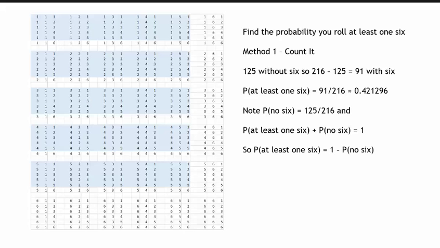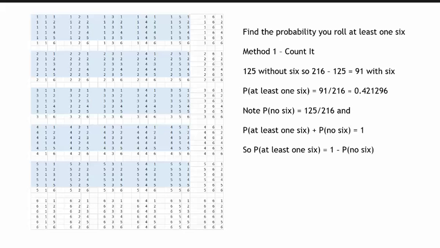Now, just for a second, let's look at the probabilities. The probability that you have at least one 6 is 91 out of 216. The probability that you have no 6, that's the blue ones, that was the 125 in the blue. So that's 125 out of 216.